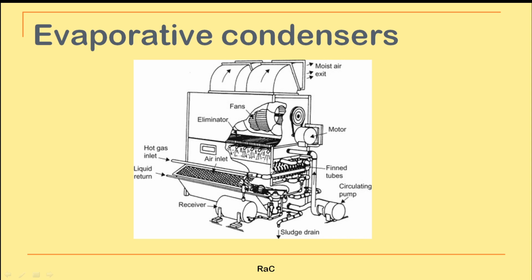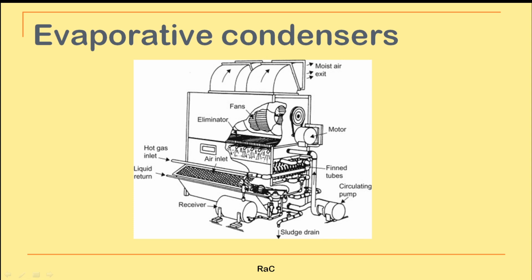So how the condensation happens is, there is a motor and a circulating pump of water. Water will be pumped and splashed over the tubes carrying the refrigerant. So evaporation of water takes place. After absorbing heat from the refrigerant flowing through these tubes, water gets evaporated and the moist air will be removed here.